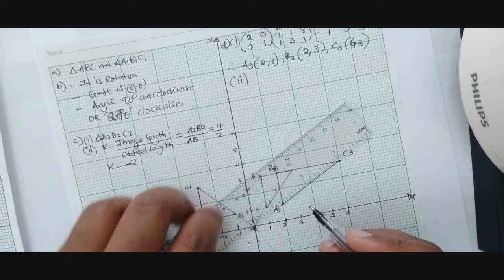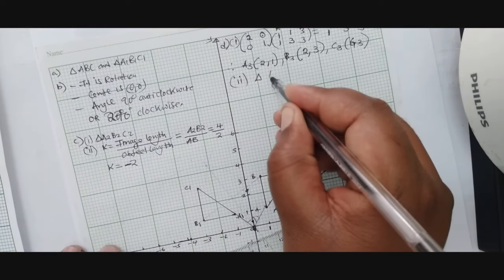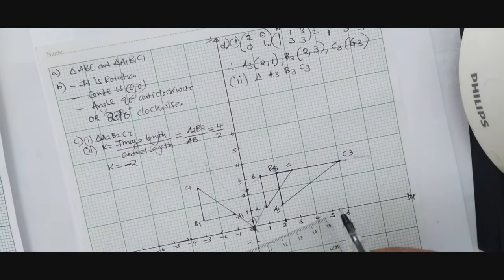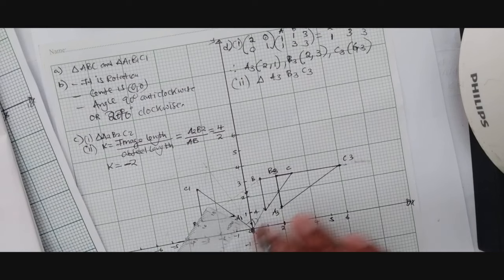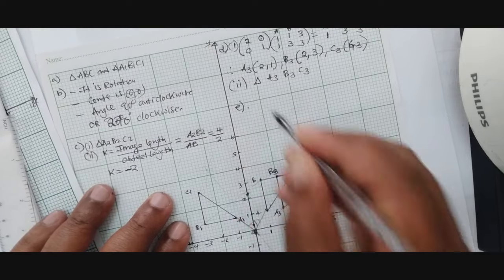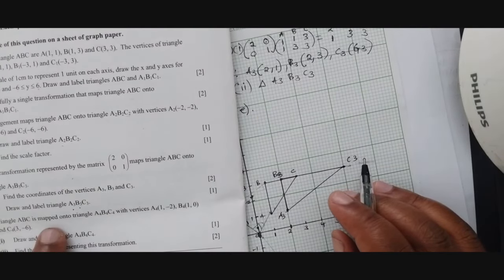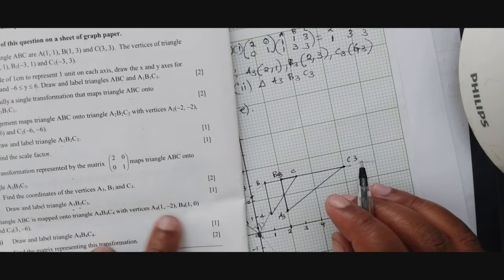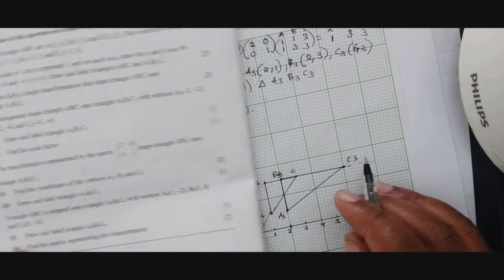Okay, so that's the answer. Here you can just say this is triangle A3, B3, and C3. We are done. We go to E. Triangle ABC is mapped on triangle A4, B4, C4 with these vertices. Roman numeral 1.